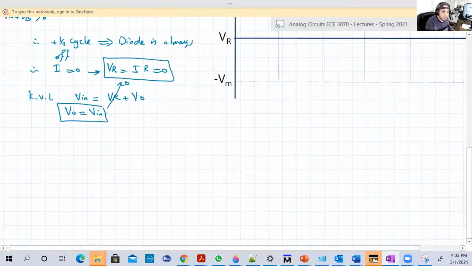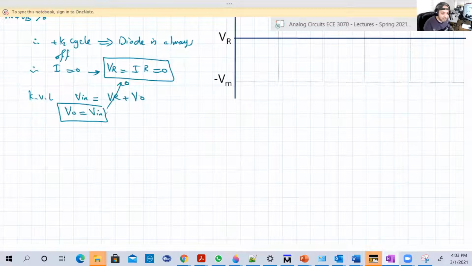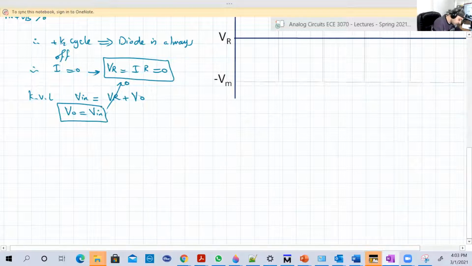So based on this new type of analysis, we discovered that during the whole positive half cycle, the diode was off, and the voltage of the resistor will be 0, so VO will be just equal to V input. Okay? Just by Kirchhoff. That's good. Now let's do the negative half cycle.